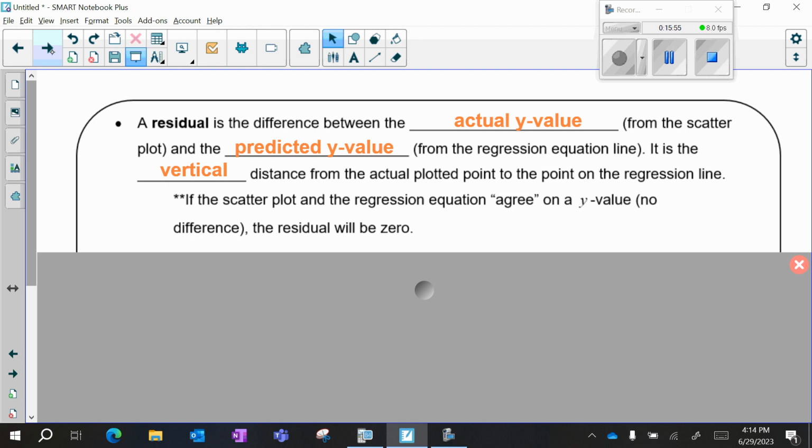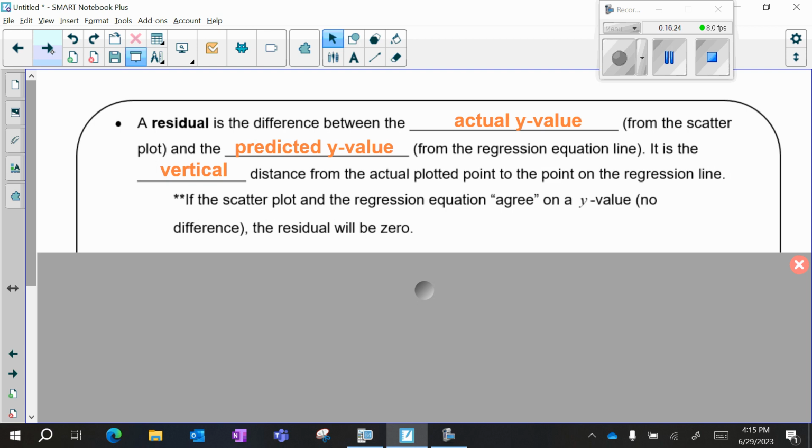Now let's talk about residuals. So residuals, I said we're going to be using a residual plot to determine a goodness of fit or if a regression model is appropriate. So what is a residual in general? A residual is the difference between the actual Y value, which comes from our scatter plot, and the predicted Y value, which comes from the regression equation line or curve.